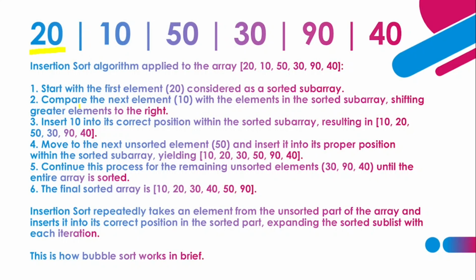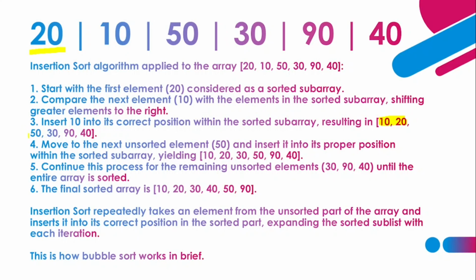In the second step, compare the next element 10 with the elements in the sorted subarray, shifting the greater element to the right. Now we would be picking up 10, which is the first element of my unsorted array, and insert it inside the sorted part at its correct position. See the third point: insert 10 into its correct position within the sorted subarray, resulting in 10, 20, 50, 30, 90, 40. So this is our sorted part and this is our unsorted subarray.